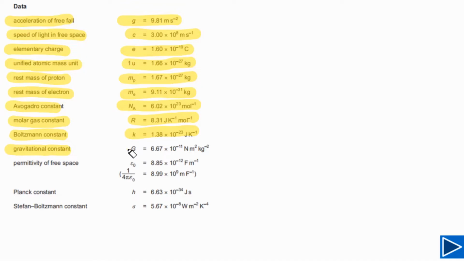Gravitational constant. You will need this one for A2. Maybe you will not need this one for AS physics. Permittivity of free space. Maybe you will not need it for AS level, but you will need this for A2 physics. Next one is Planck's constant. This is also required for A2 physics. Last one is the Stefan-Boltzmann constant. This is also part of A2 physics.